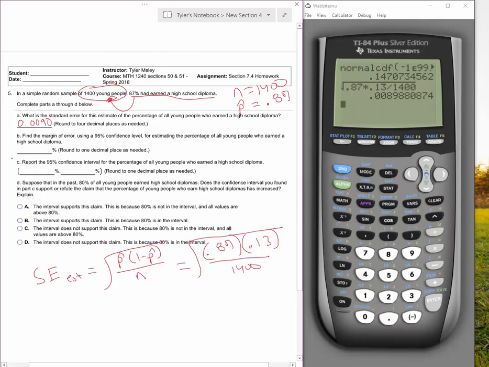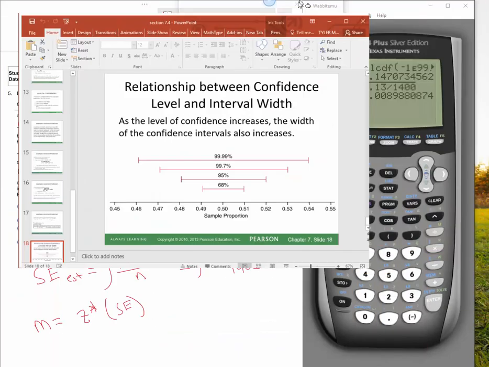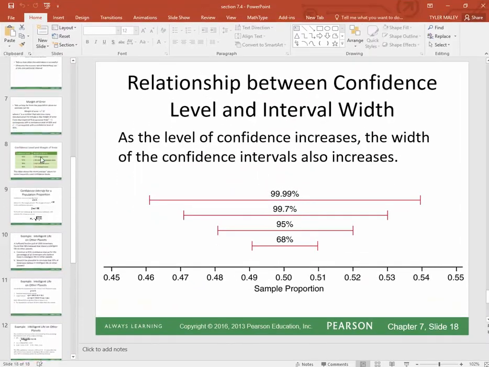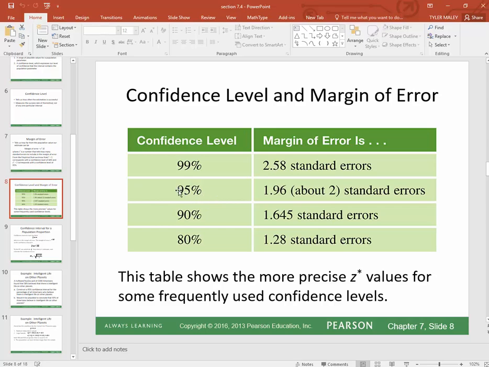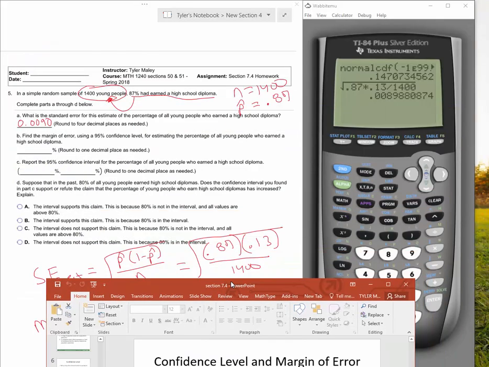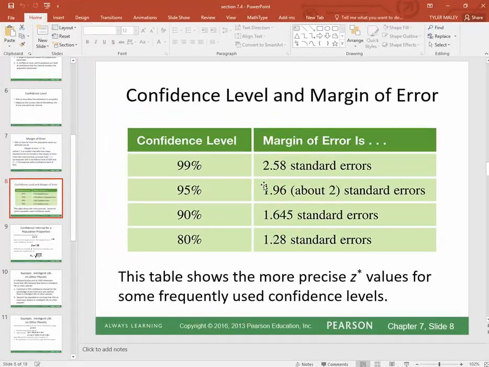So then for part B, we're asked to find the margin of error using a 95% confidence interval, right? So remember, the margin of error is found by taking the z-score that we get from the table and multiplying it by the standard error. So if we go back to this PowerPoint, and this is also in the text, we want this table. To do 95%, we're going to use this z-score, 1.96. This is more exact than using 2. That's why before we said about 2.